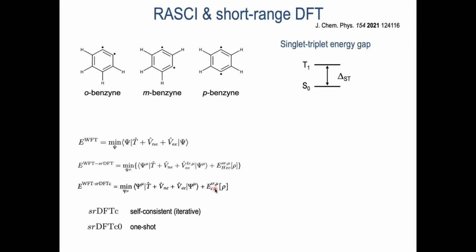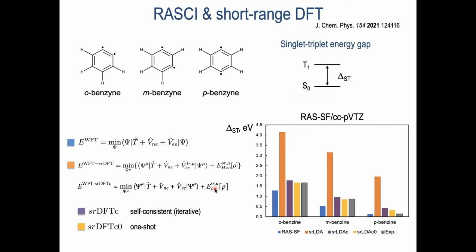So it's basically correlation energy for free. And if we do that, first of all, we can see that here in gray we have the experimental values, and the singlet-triplet gap goes down when we go from the ortho, meta, and para, which makes sense because the two radicals are more and more separated, so they interact weaker and weaker.